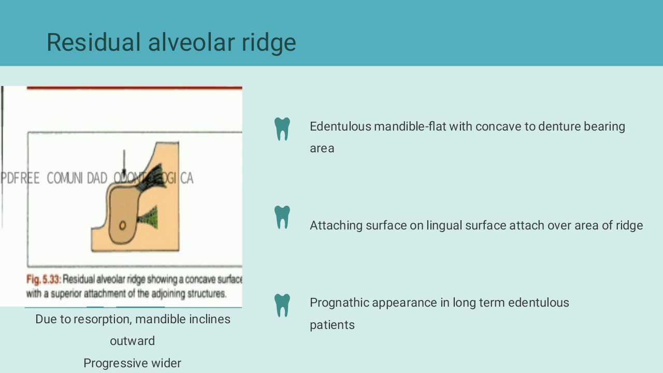Next, we go into the residual alveolar ridge, that is the second supporting structure of the mandible. This is the residual alveolar ridge. It is an edentulous mandible. Its structure is flat with concave denture bearing areas. In the denture bearing areas, it is also a flat with concave area. It is an edentulous part. It gets attached to the lingual surface over the area of the ridge. If it is a long-term edentulous patient, a prognathic appearance will be seen in the residual alveolar ridge area.